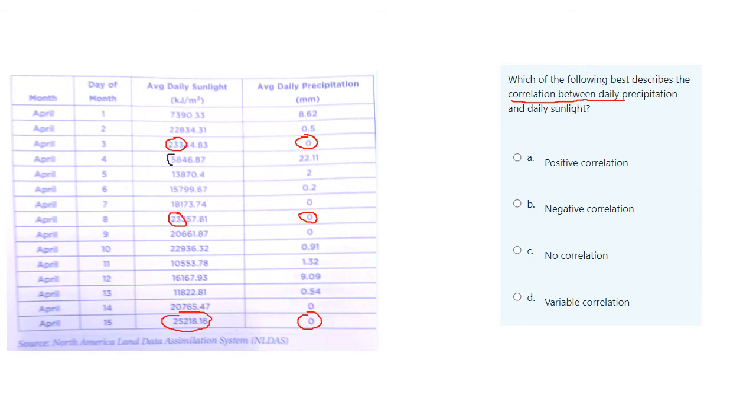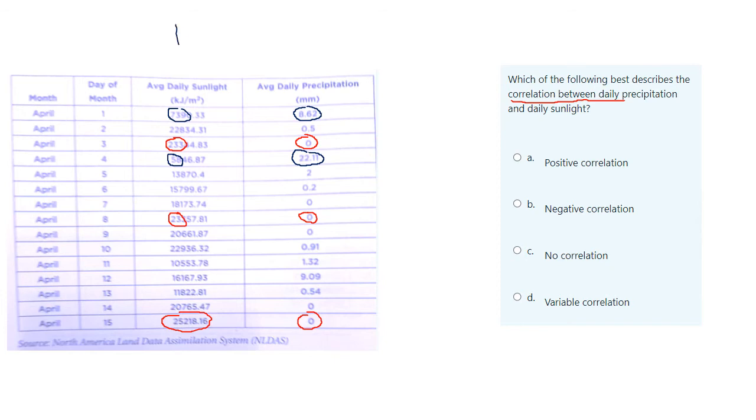Now, let's look at the lowest ones. On the day when there was only 5,800 sunlight, there was 22 daily precipitation. And when it was 7,000, there was 8.62 daily precipitation. So we can see that when the sunlight is high, the daily precipitation is low. When the daily sunlight is low, the daily precipitation is high. So they are opposites.